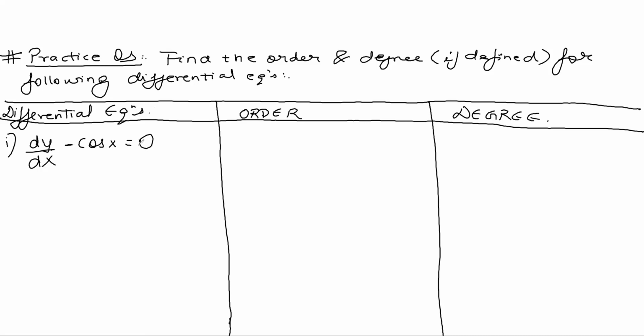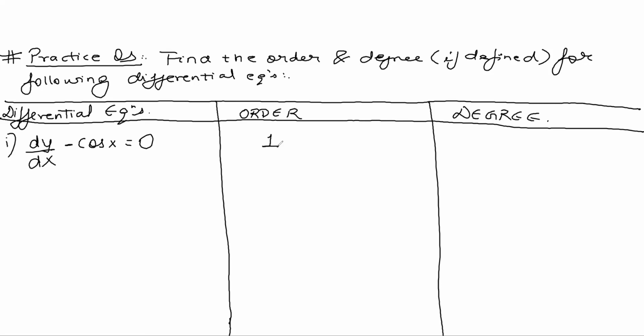Now guys, how will I find the order? What is the highest order derivative? dy by dx. It is of order 1. So the order of the differential equation is 1. Highest order derivative is dy by dx, and what is the order of it? 1. So order of the differential equation is 1.